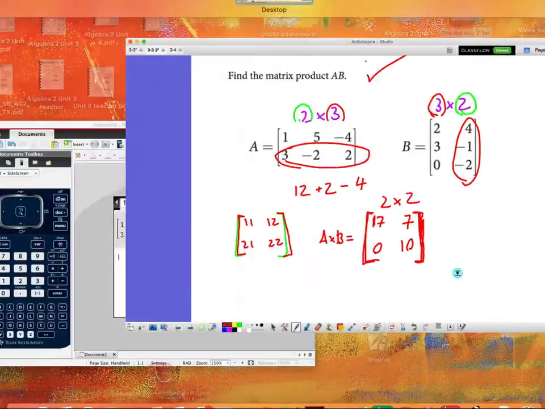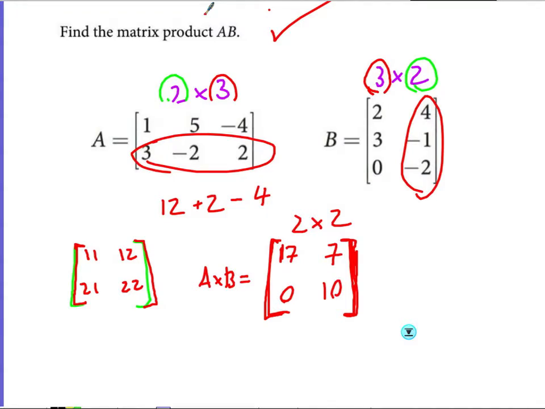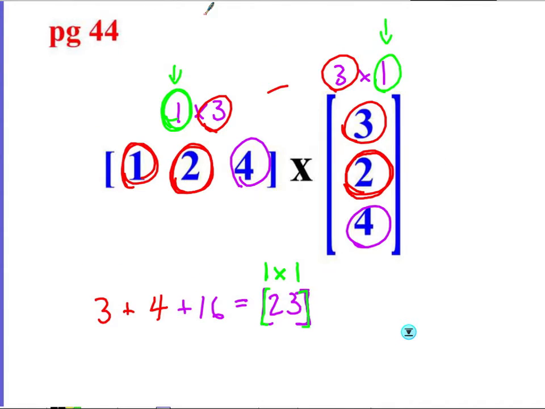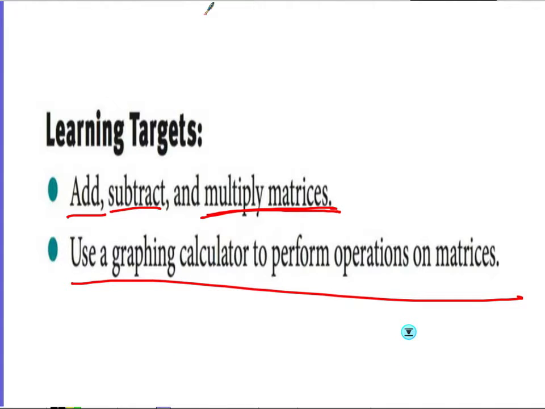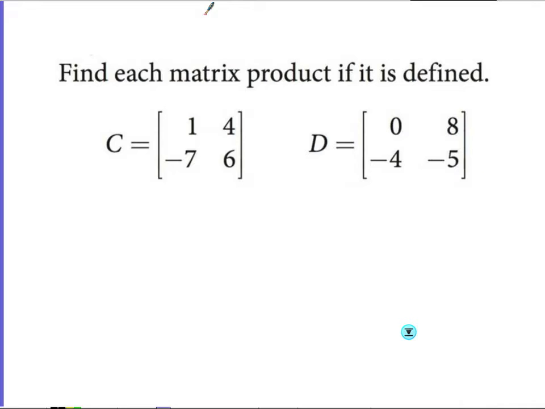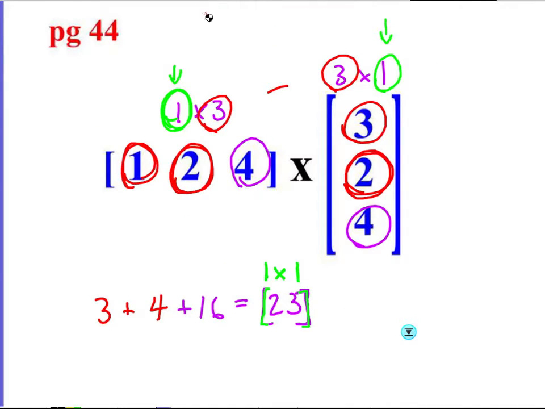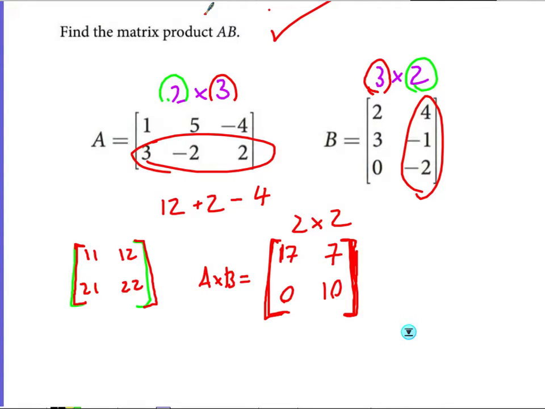Now, if we have access to calculators, why did I show you this method then? Couldn't I just have showed you how to do it on the calculator? Well, it's very important that you know how to do this, because maybe at home you do not have access to a calculator and you may need to rely on your technique of doing this by hand.